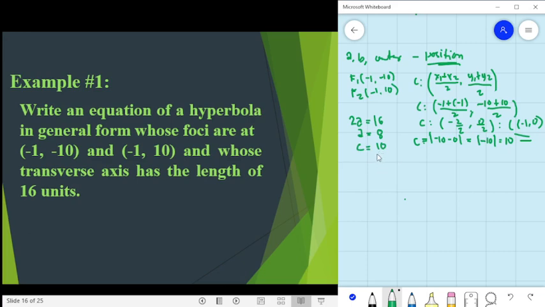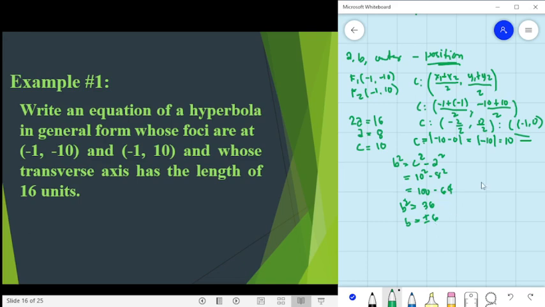Okay, so to find the B, we are going to use the formula B squared is equal to C squared minus A squared. So this will be equal to, your C is 10, so 10 squared minus 8 squared, which will give us 100 minus 64. And the difference of 100 minus 64 is 36, and that will be our B squared. So your B here is plus minus 6.